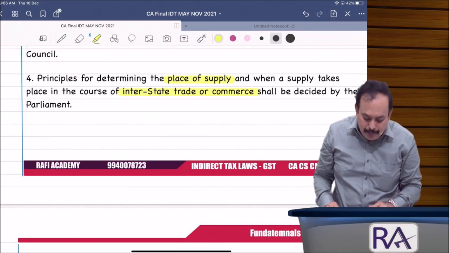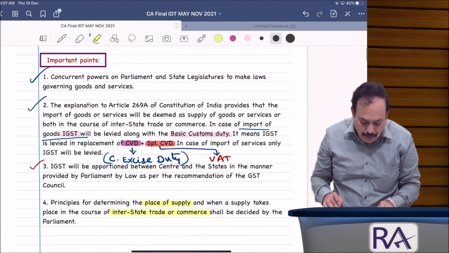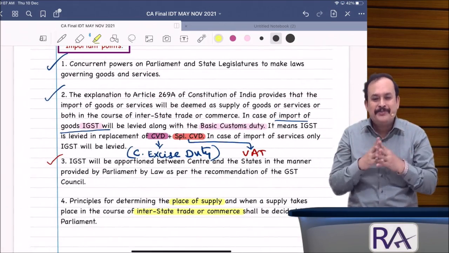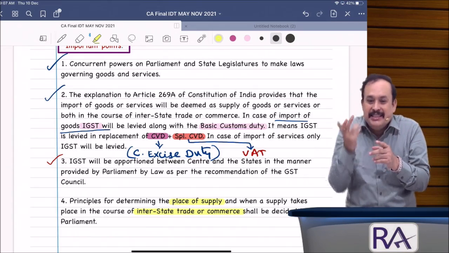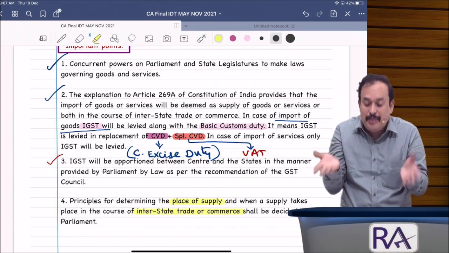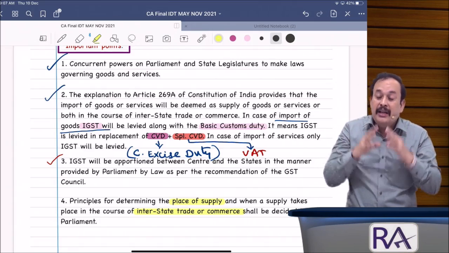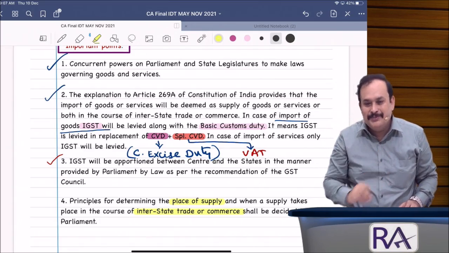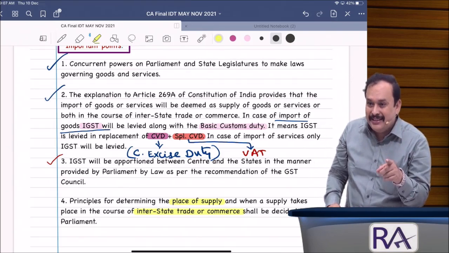These are all the important points we referred to here so far, my dear sir. All 4 points. Now you are quickly able to gather these 4 points. First point, concurrent levy means dual taxation: CGST, SGST, or CGST, UTGST, as the case may be, or IGST. Is it clear? Second, all import or export will be called interstate supply. Third, IGST is apportioned between central and state.